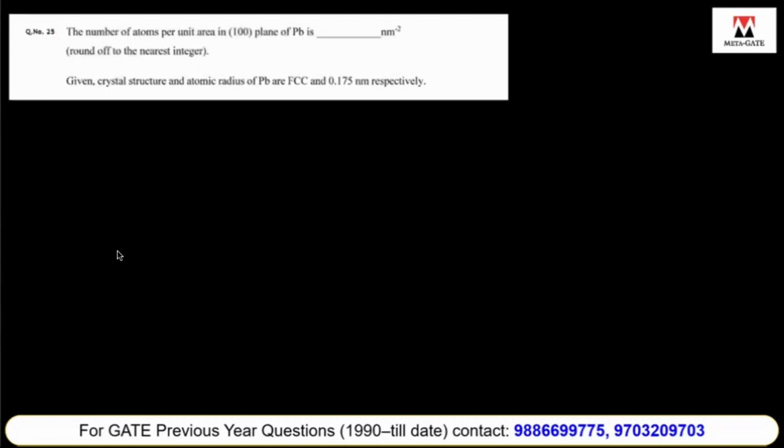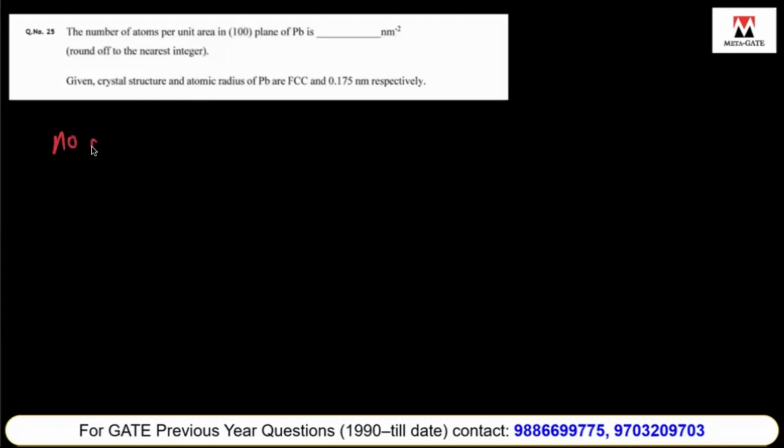The number of atoms per unit area in the 100 plane of lead is ___ per nanometer square. Given the crystal structure and atomic radius of lead: FCC and 0.175 nanometers respectively. So the crystal structure is FCC and lead has an atomic radius of 0.175.